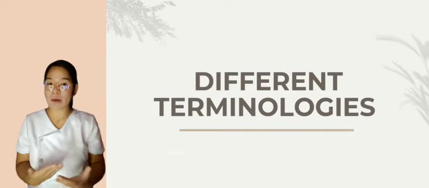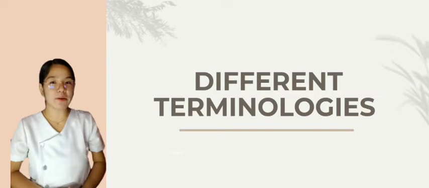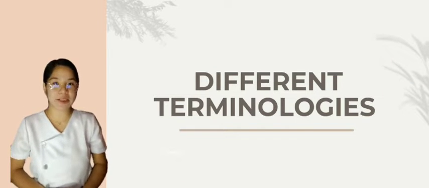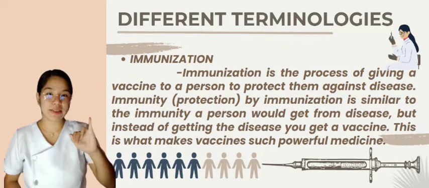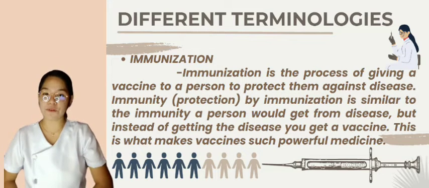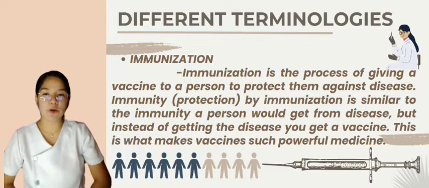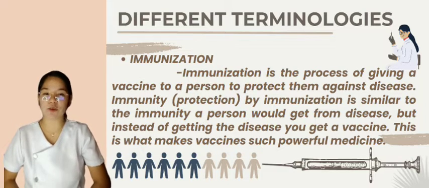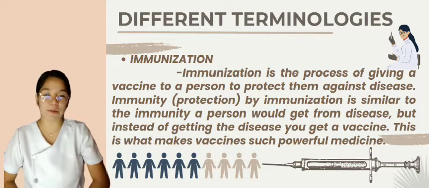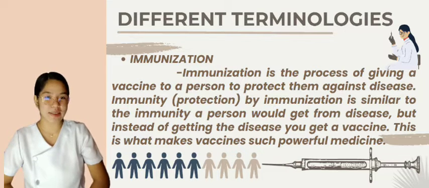So at this moment, I am going to define the different terminologies related to immunization. First, we have immunization. It is the process of giving a vaccine to a person to protect them against disease. Immunity by immunization is similar to the immunity a person would get from disease, but instead of getting the disease, you get a vaccine. This is what makes vaccines such powerful medicine.